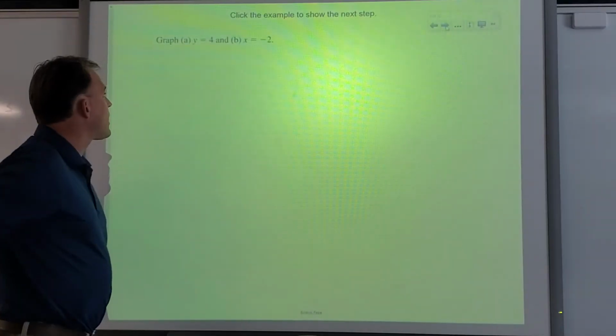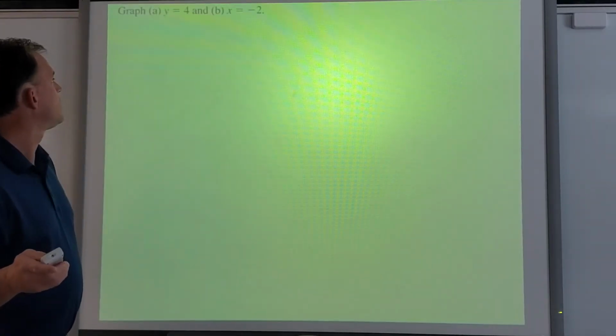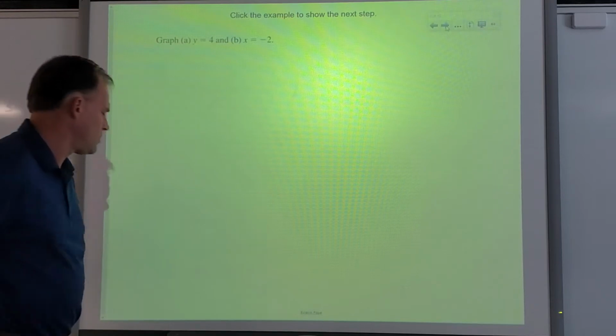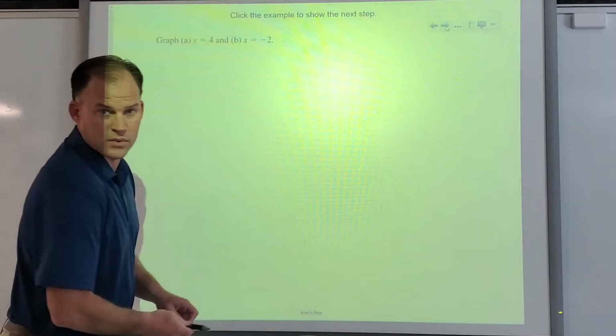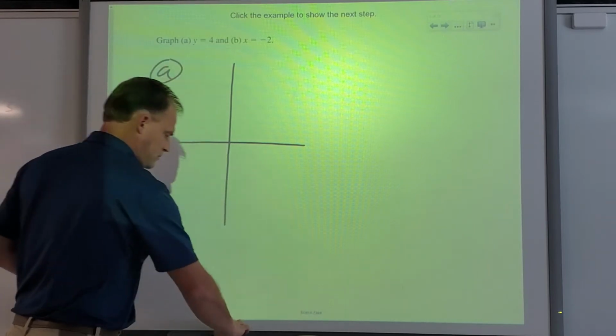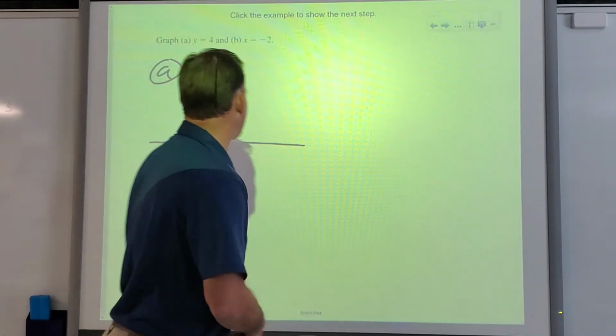It says graph y equals 4 and x equals negative 2. So I don't have graphs, so I'm going to sketch a rough graph up here for the first one. Sketch yourself a rough graph.